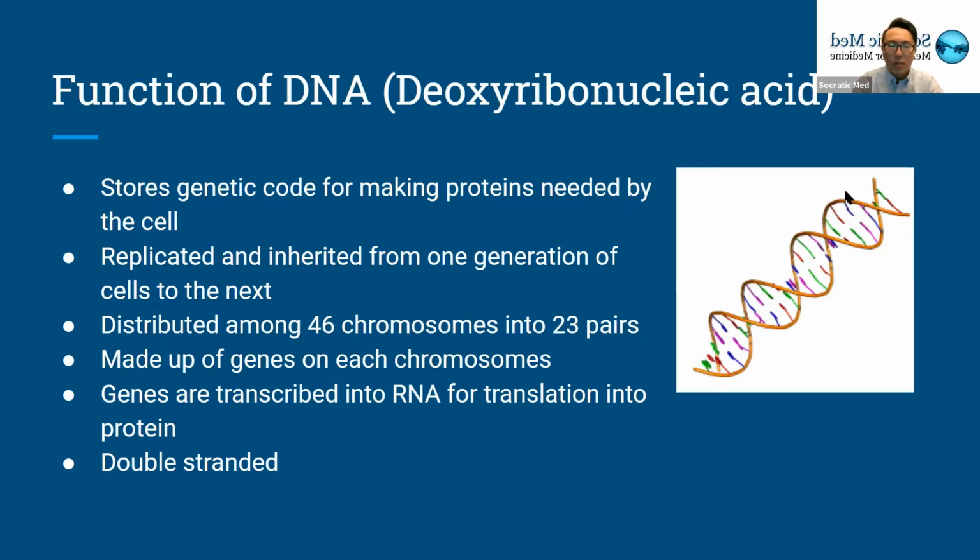Our DNA specifically is distributed among 46 chromosomes into 23 pairs. Other organisms will have a different number of chromosomes and different amount of DNA. But for humans, it's 46 chromosomes and 23 pairs. DNA on each chromosome is made up of separate genes that transcribe into RNA and then finally translate into proteins. And DNA is double-stranded, unlike RNA, which we'll go over in the future. RNA can be either single-stranded or double-stranded.